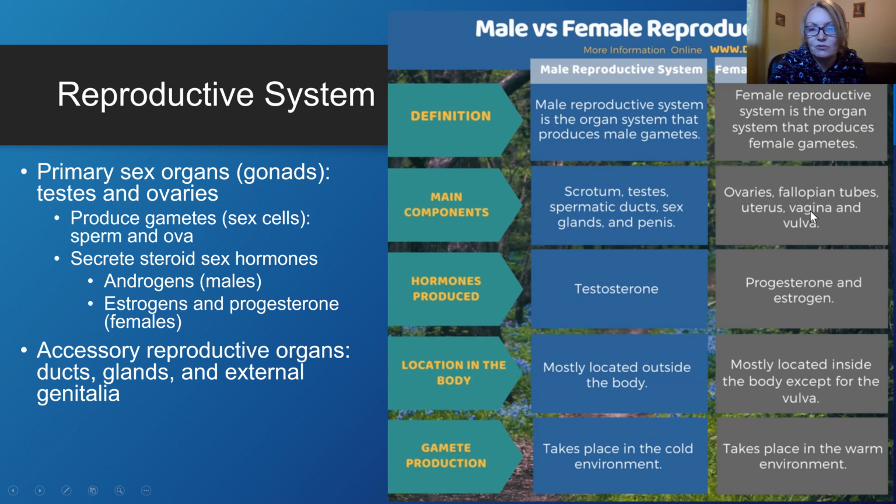In females, the accessory organs are the fallopian tubes, uterus, vagina, and vulva, which is the external genitalia. As for location in the body, the male organs are mostly located outside of the body, most of these accessory organs and even the testes, and in the female they are mostly located inside the body, except for the vulva. Also, development of sperm actually requires a temperature a little below body temperature. It needs a cold environment, and a warm environment for female gamete production.